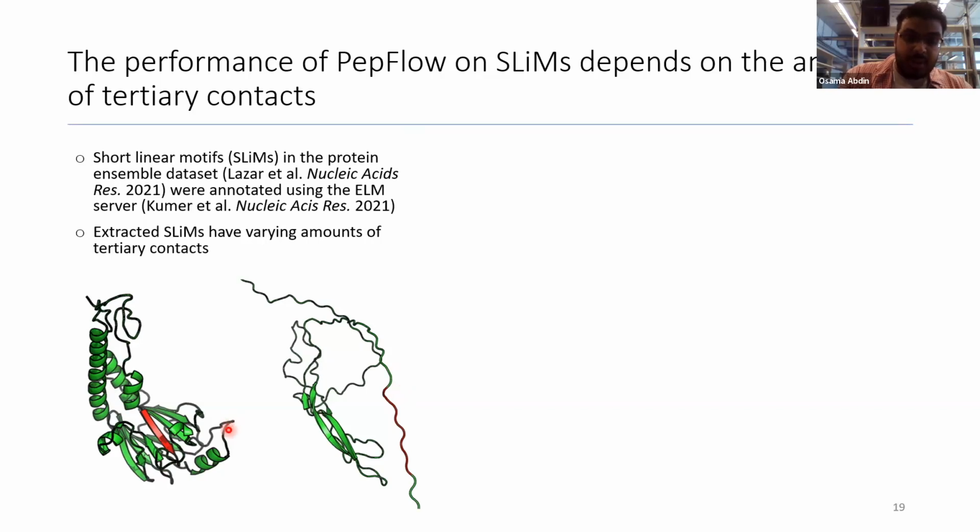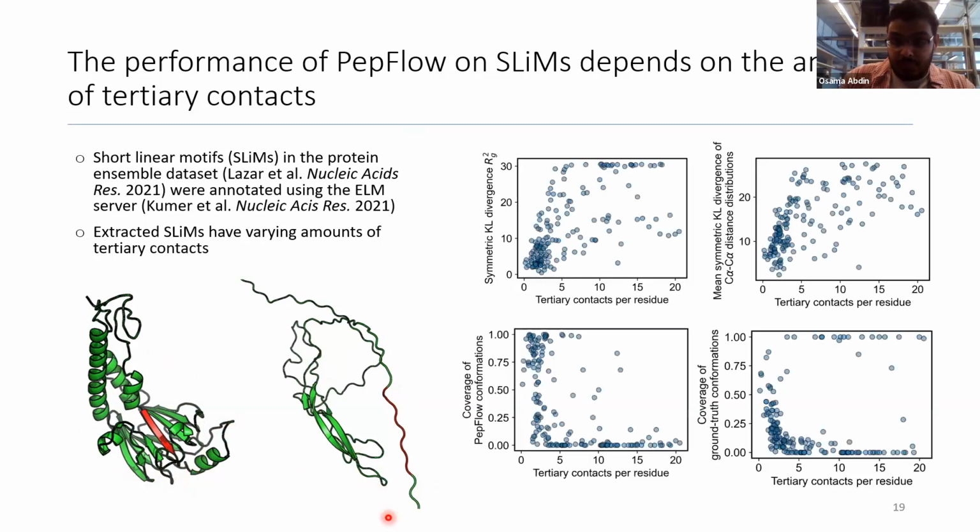And we found that the annotated short linear motifs had varying degrees of tertiary contacts. So some were located in highly structured regions, like this fragment that's found in the middle of a beta sheet, and others were found in disordered regions and were highly coiled. As expected, we found that the performance of PepFlow is highly correlated to the number of tertiary contacts.